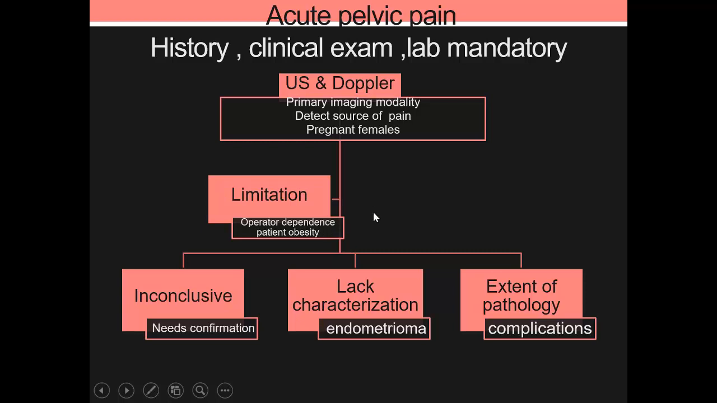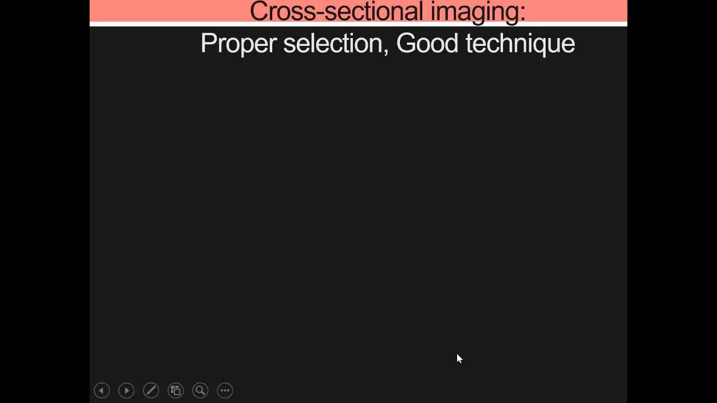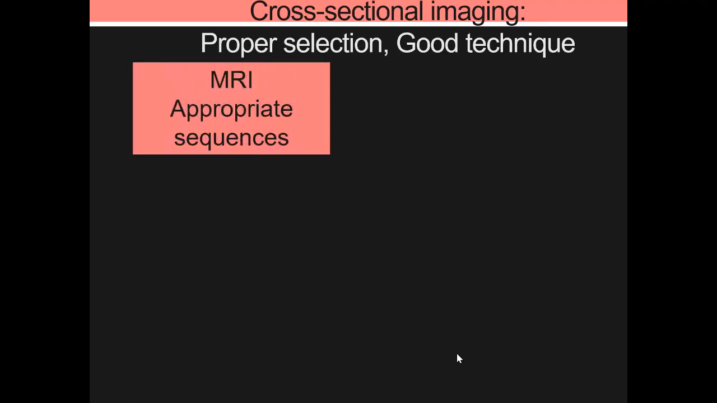Use all ultrasound approaches. It is very important to set the gain of the machine in order to get a better diagnosis, because you are the first line. Operator dependence and patient obesity, of course, are other limitations. If it is inconclusive and we need confirmation, or there is lack of characterization, we need more confirmation by MRI, in cases of endometriosis, for example. And if we want to know the extent of pathology, like other complications, deep pelvic abscess, or deep infiltrating endometriosis, in these cases we have to go to proper selection of another technique.